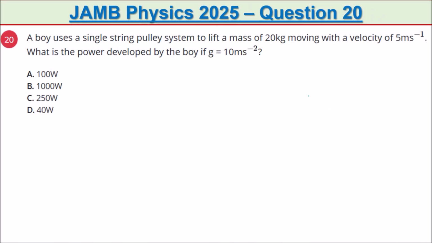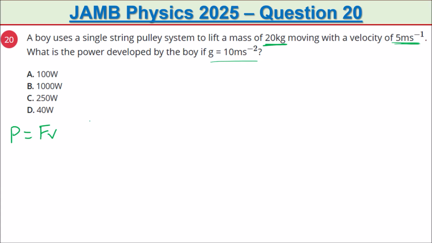Question number 20. A boy uses a single string pulley system to lift a mass of 20 kgs moving with a velocity of 5 meters per second. What is the power developed by the boy if g is 10 meters per square second? Now we have an object moving at a constant speed. You should recall that for an object moving at a constant speed, power is equal to Fv, where F is the force applied and v is the constant velocity.